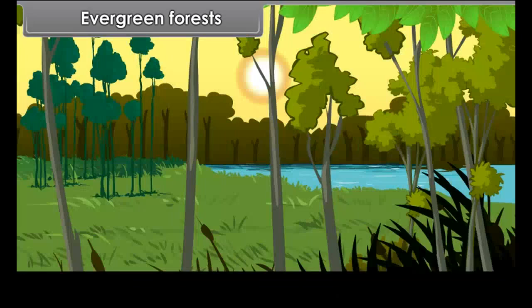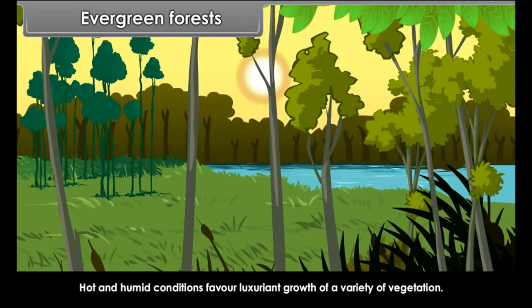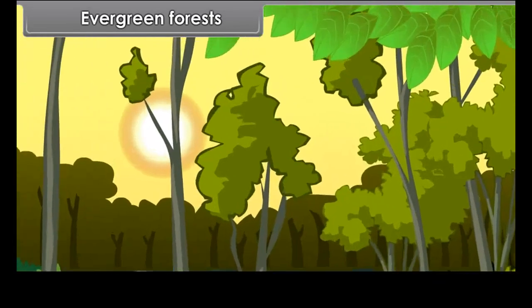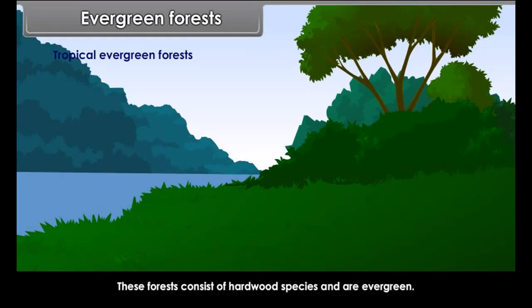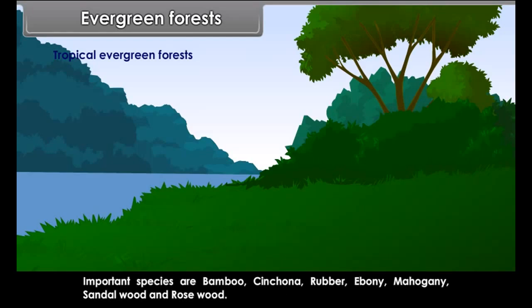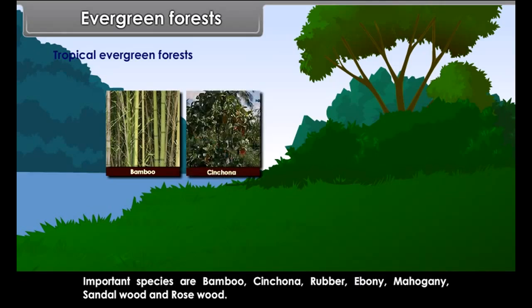Forest types. Forests make up the bulk of our natural vegetation. Forests are found from the equator to the areas beyond 60 degrees north and south. But the types of trees found in these forests vary depending upon the range of temperature. Forests are classified broadly into evergreen and deciduous forests.